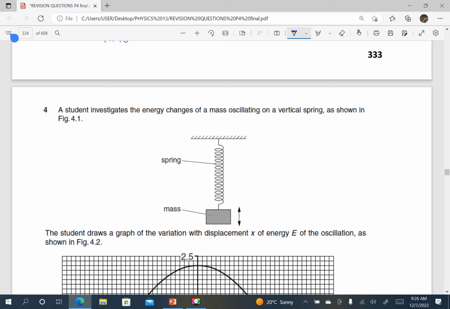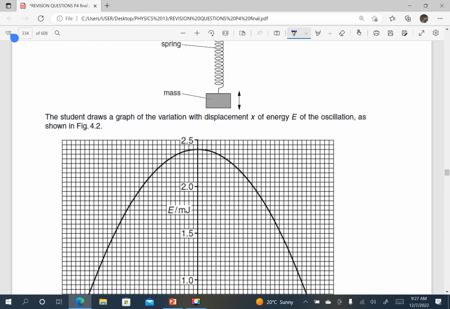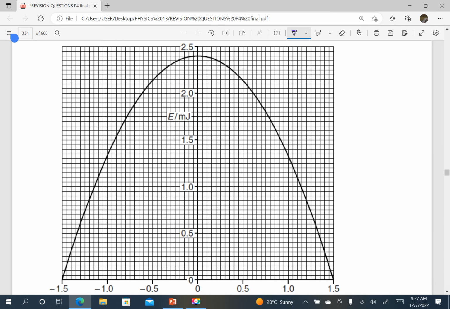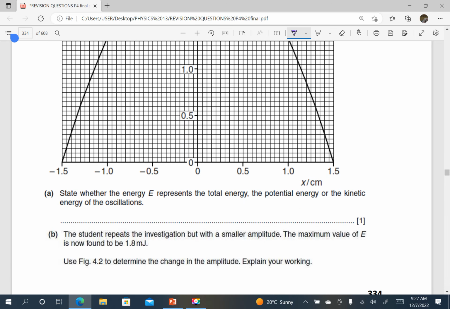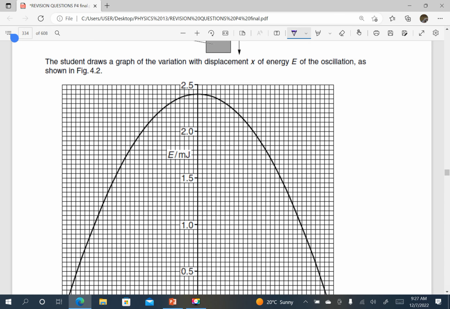A student investigates the energy changes of a mass oscillating on a vertical spring as shown here. The student draws a graph of variation with the displacement x of energy E of the oscillations as shown. So this is the graph of energy against displacement. State whether the energy E represents the total energy, the total potential energy, or the kinetic energy. Remember, total energy is a constant, so that would be a horizontal line. So this cannot represent total energy.